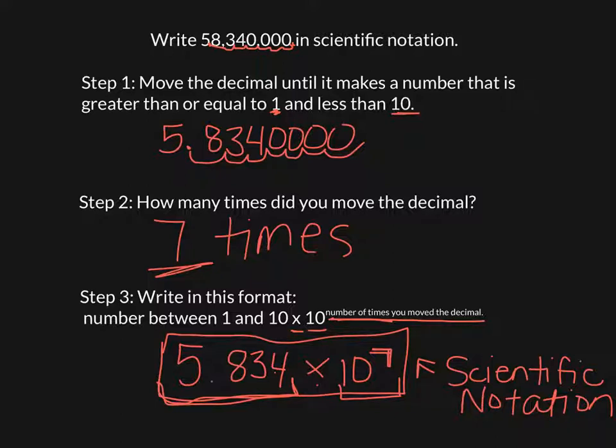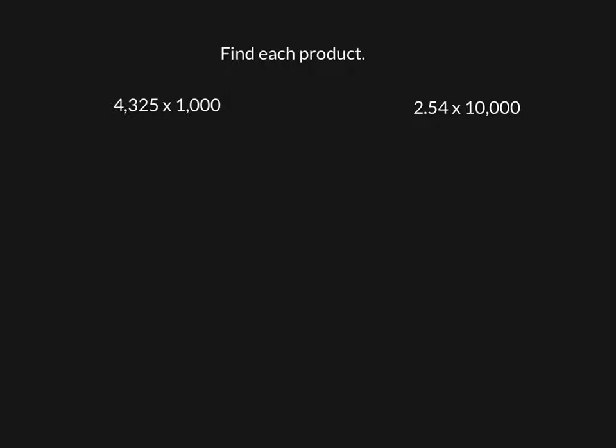So let's do some more problems here. Find each product. If I'm going to multiply a number by 1,000, I'm going to take my number, 4325. I'm going to count how many zeros I'm multiplying it by: 1, 2, 3. So that's how many zeros I need to add. Then I'm going to go back in with my commas. I have to have a comma in every third digit. So I'm going to count 1, 2, 3, put in my comma, and then count 1, 2, 3, put in my comma. So that's my number there.